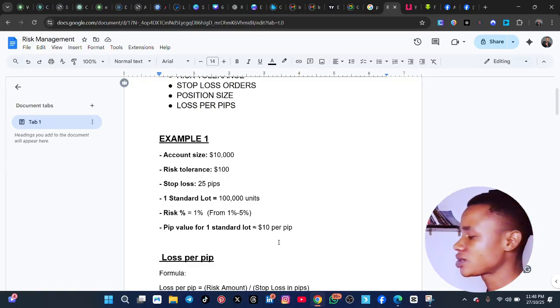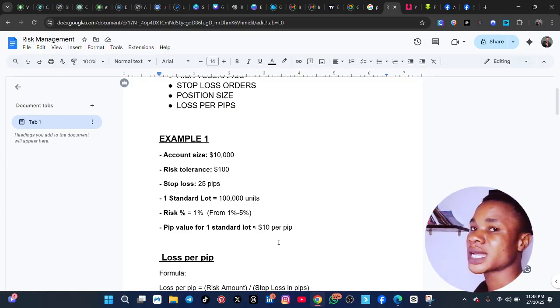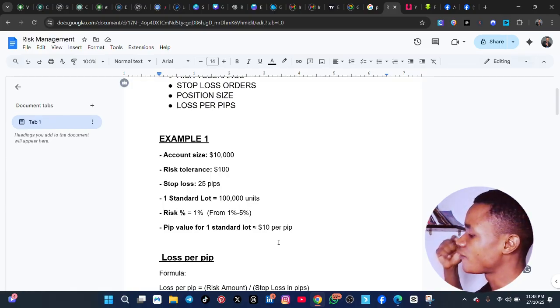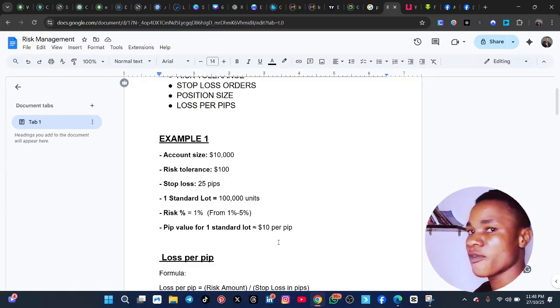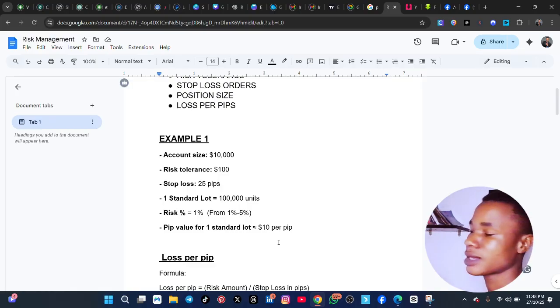Now normally in forex trading, a lot of us use standard lot size. If you want to calculate for mini lot size or micro lot size, you can go ahead and calculate it. But for this example, we are going to be using the standard lot size, where one standard lot is $10 per pip. That means if price moves just one pip, you lose $10 per that pip if you are using standard lot size, and that's what we'll be using for this example.